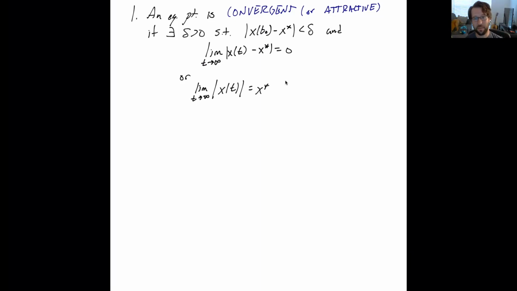All right, and if we have attractivity and we have stability, then we say that our system or our equilibrium point is asymptotically stable. Okay, so this should be 2, this should be 3. So again, this equilibrium point is asymptotically stable. Let's capitalize that.